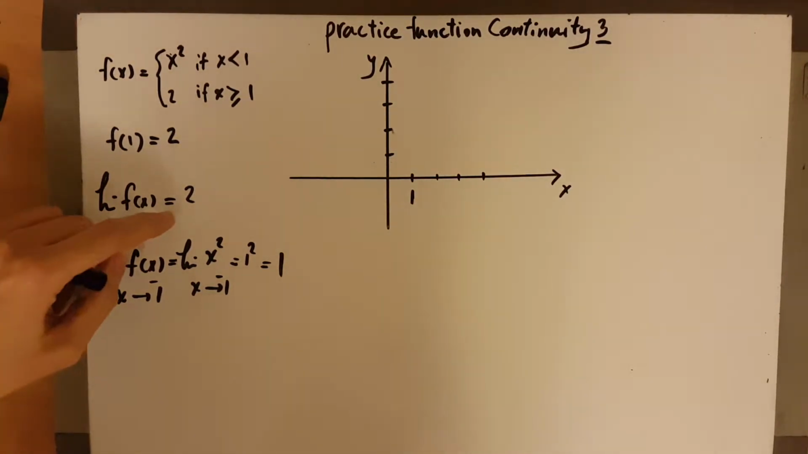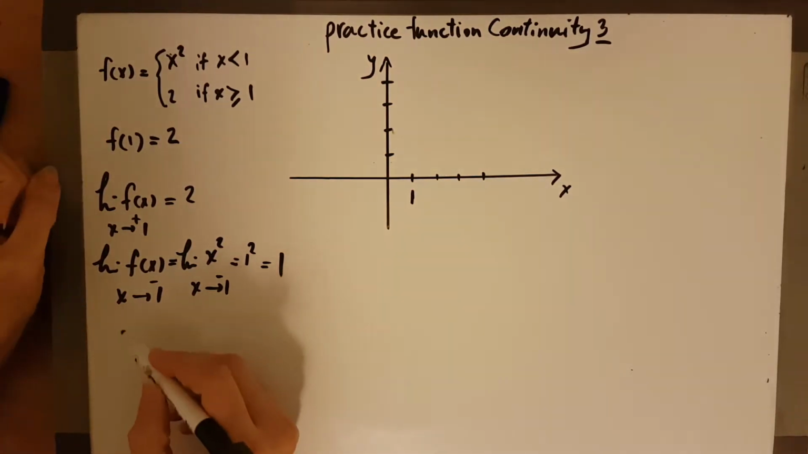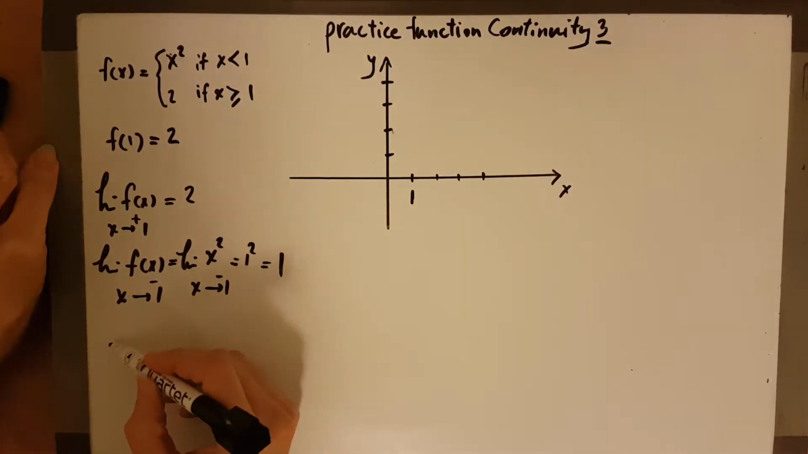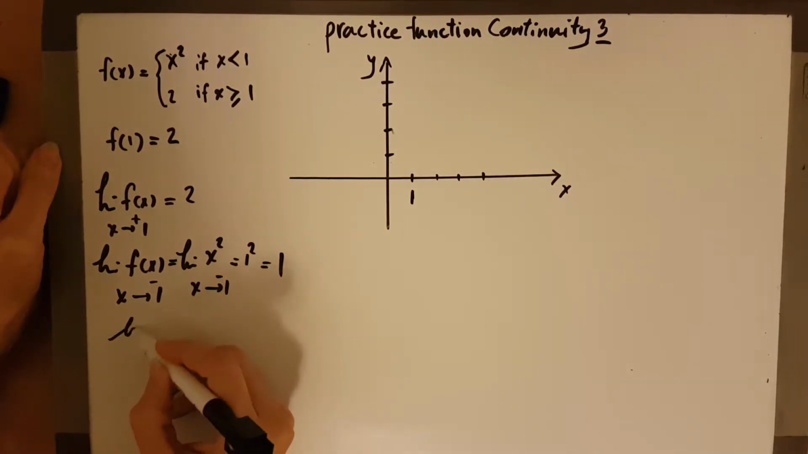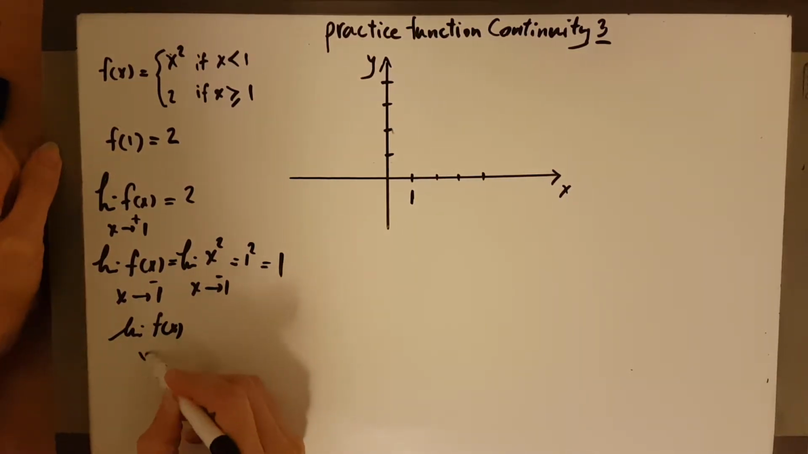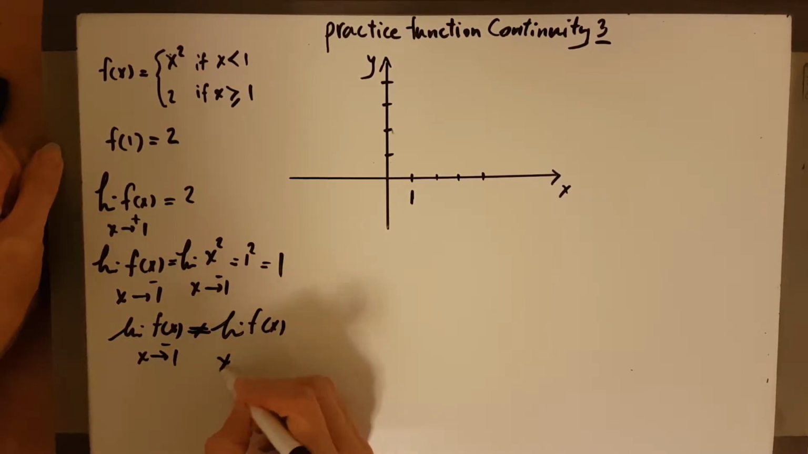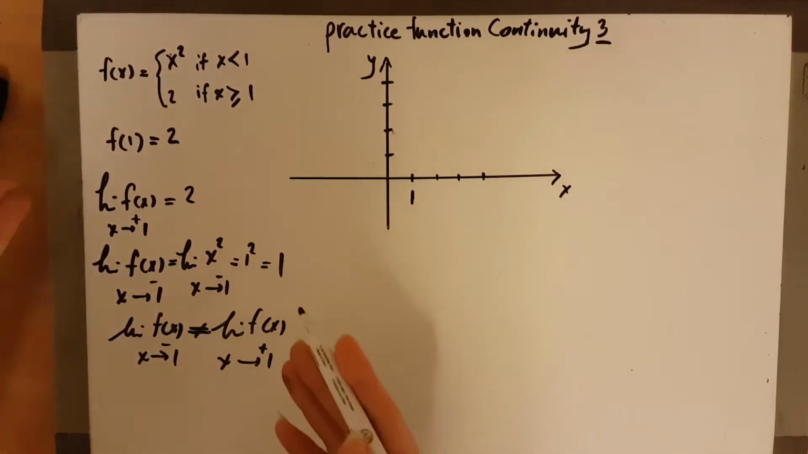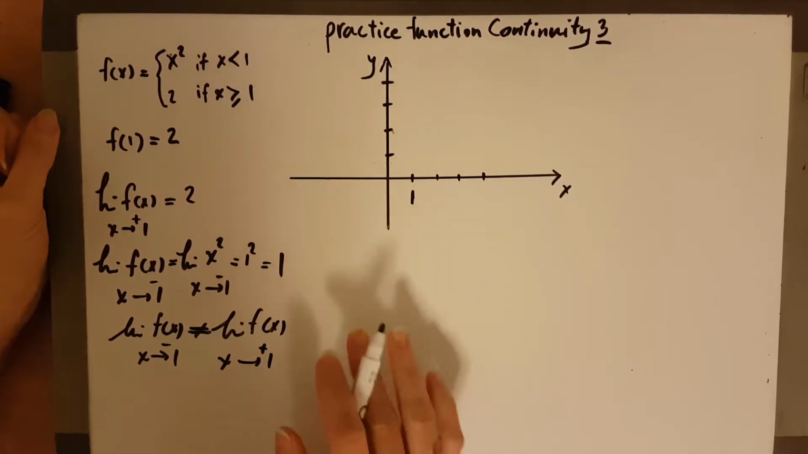So as you can see, the left limit and right limit are not equal, therefore definitely the limit does not exist, so the function is not continuous, period. The limit of f(x) when x goes to 1 from the left side does not equal the limit of f(x) when x goes to 1 from the right, so the limit does not exist, so the continuity also does not exist. This is discontinuous.